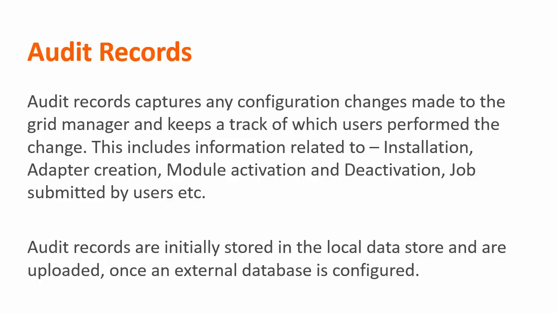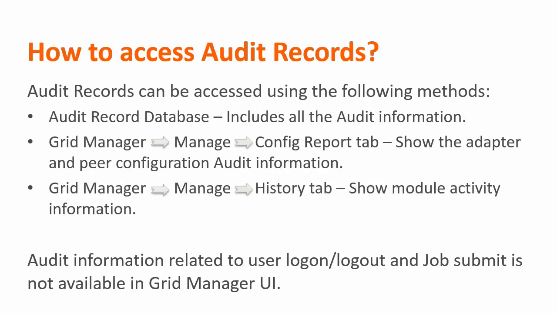Now let's check how we can access the audit records. There are basically 3 ways to access the audit information. The first one is the Audit Record Database, which stores all the audit related information. Next, you can go to Grid Manager, Manage and Config Report tab, where you can see the adapter and the peer configuration related audit information. And lastly, you can see some of the audit related information around module activity from the History tab in the Grid Manager. Now let's do a demo.